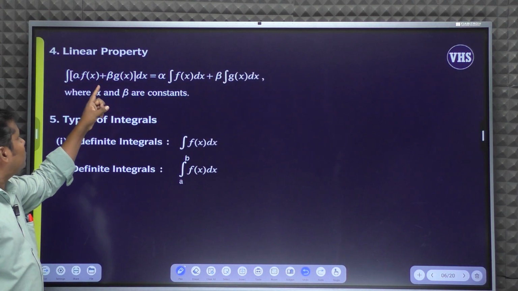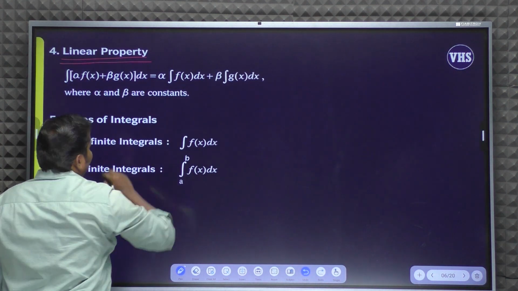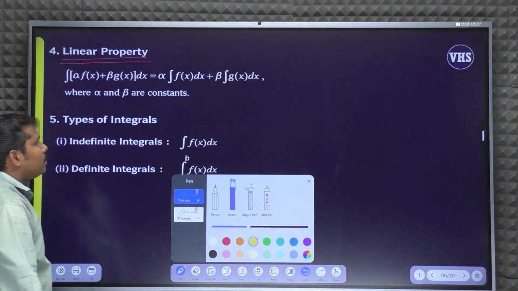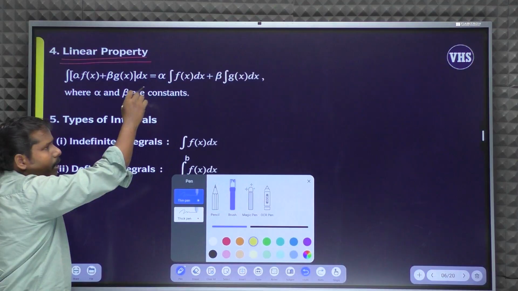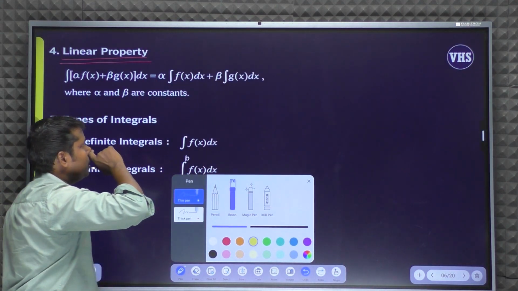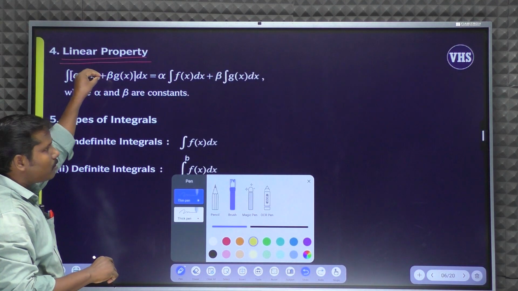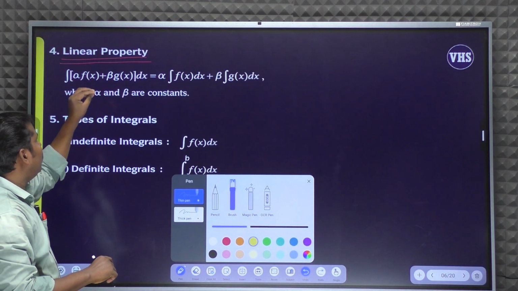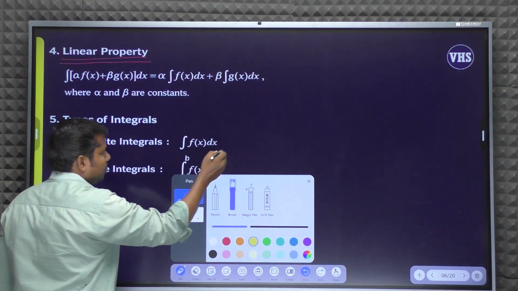The fourth point is the linear property of integration. The linear property of integration is nothing but the integral of alpha f of x plus beta g of x is given by alpha integral f of x dx plus beta integral g of x dx. That is, we can take the constant outside of the integration. Either it is plus or minus, you can integrate them separately. That is the thing they are telling us through linear property. Next, types of integrals. It is very important.